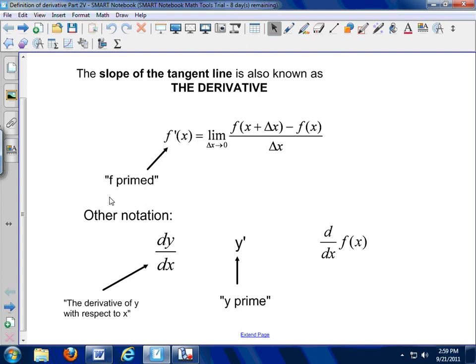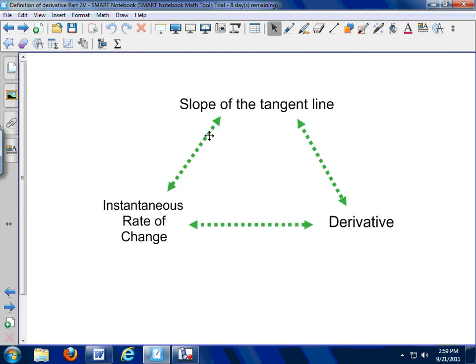Okay, so there's that piece involved, and the other notations that we'll use from time to time are dy dx, y prime, and then the derivative of the function. So we use all sorts of different notations, and just so you get used to it interchangeably, we'll use the words derivative, slope of the tangent line, instantaneous rate of change. They all mean the same thing. We all go about finding them the same way.